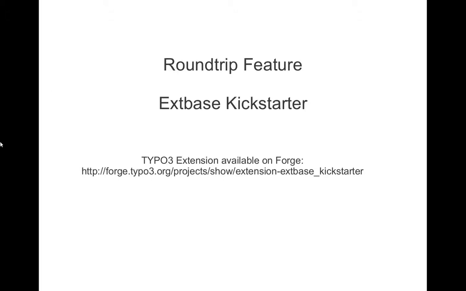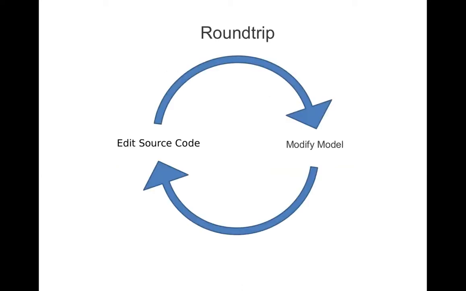Hi, my name is Nico De Haan, and in this screencast I want to demonstrate how to use the new Roundtrip feature of the Extbase Kickstarter. Roundtrip means you can continuously edit the source code of the generated files and modify the model in the backend of the Kickstarter without losing your changes in the source code.